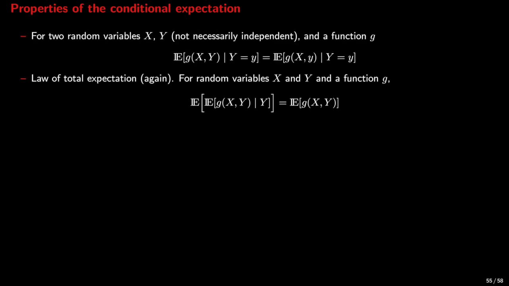And lastly, we have these two properties which will turn out to be very useful. The first one allows us to take the expectation of functions of random variables x and y, and the second one is the application of the law of total expectation on functions of x and y, on g of x and y.